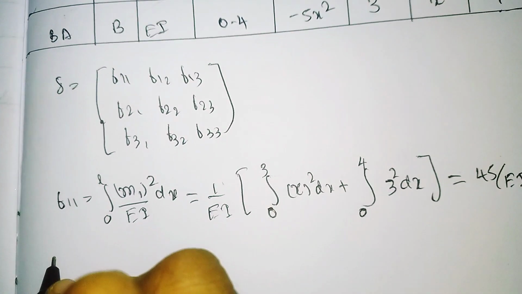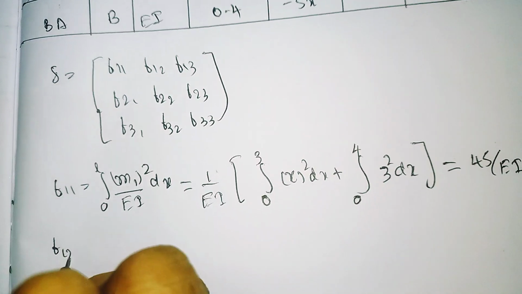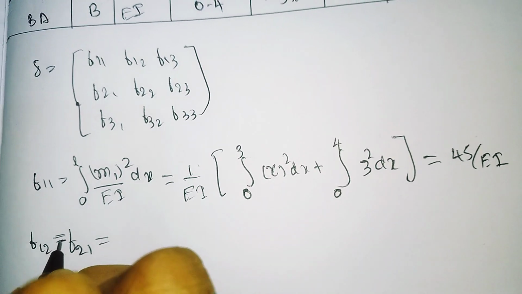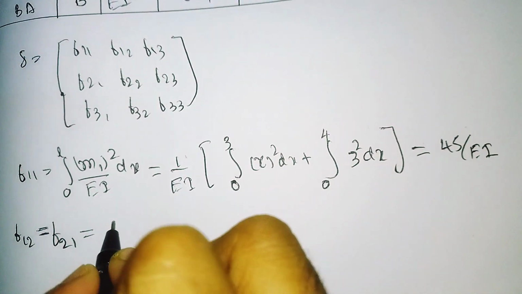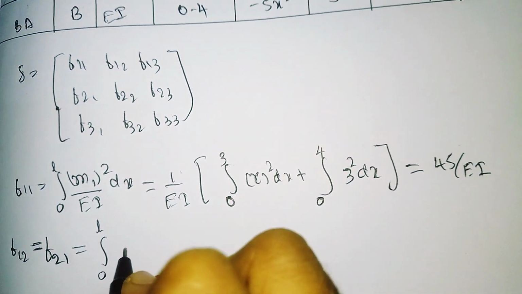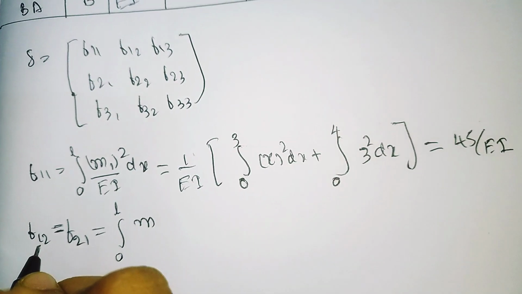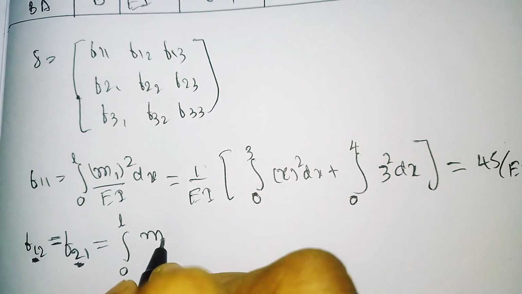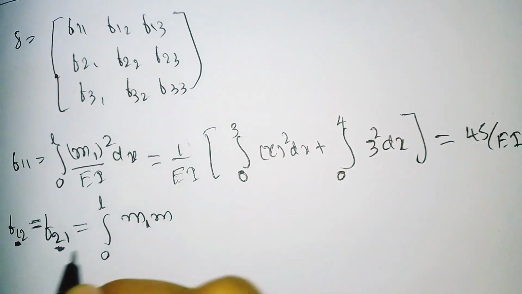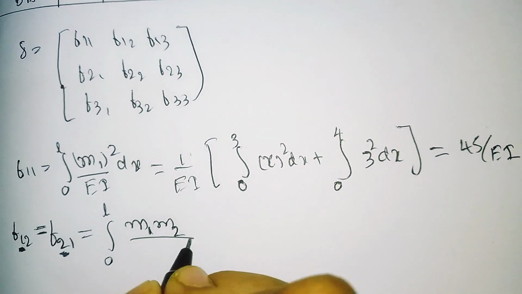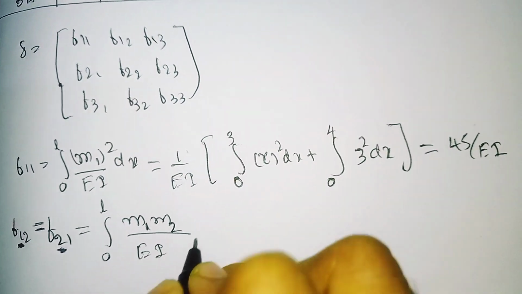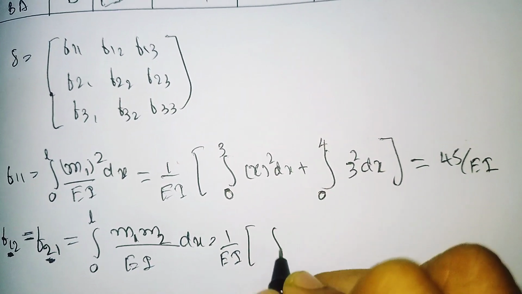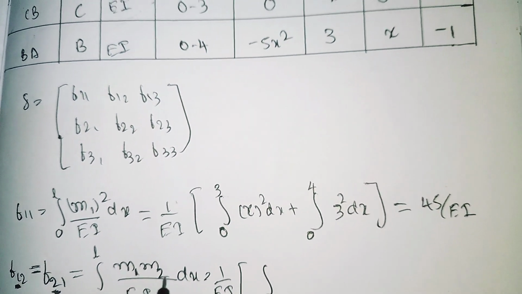Similarly, for F12 is equal to F21, for both we have the same formula. So integration of 0 to L, here we need to multiply the moment of first point, here also moment of first point. Here first point is 1, now we need to multiply m1, and here first point is 2, now we need to take the m2. So moment of m1 and m2 divided by EI into dx. So 1 divided by EI is constant, I am taking it outside. So now integration of m1 and m2 we need to see.